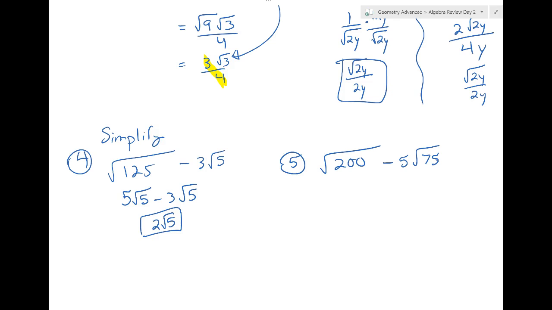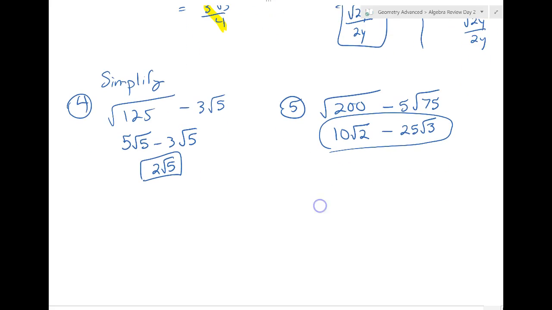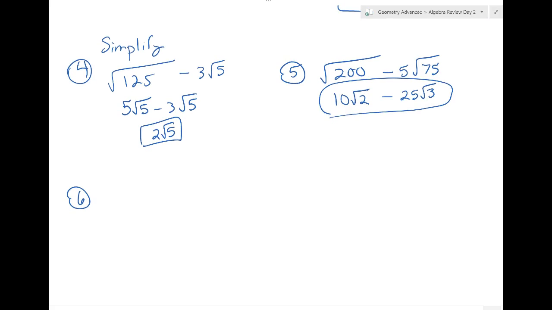See if you guys can do it real quick. Did you guys get 10 root 2 minus 25 root 3? Can I simplify it more? Nope, that's your final answer. All right, another one. Very helpful when we're working with it. What if I had this problem?